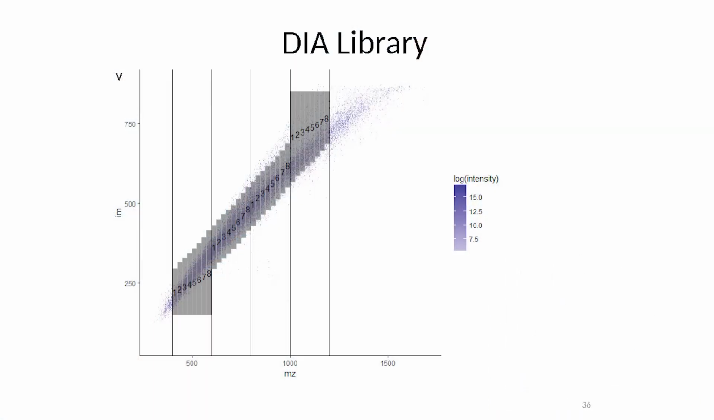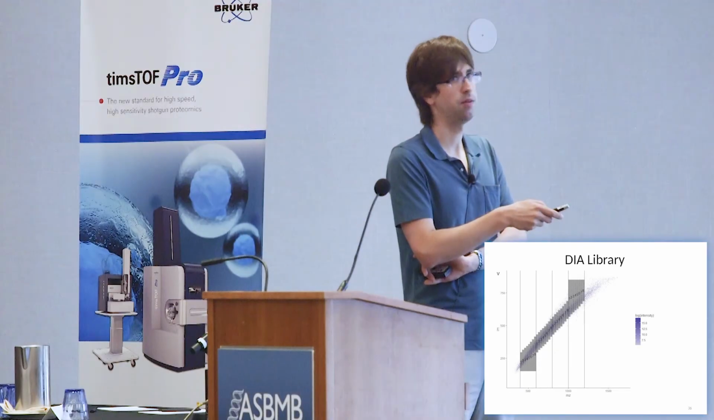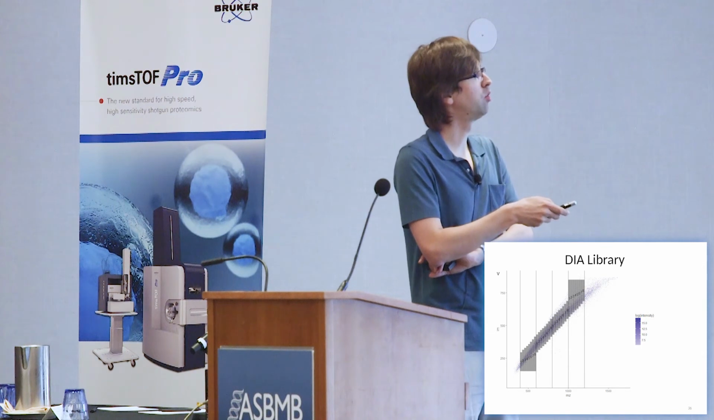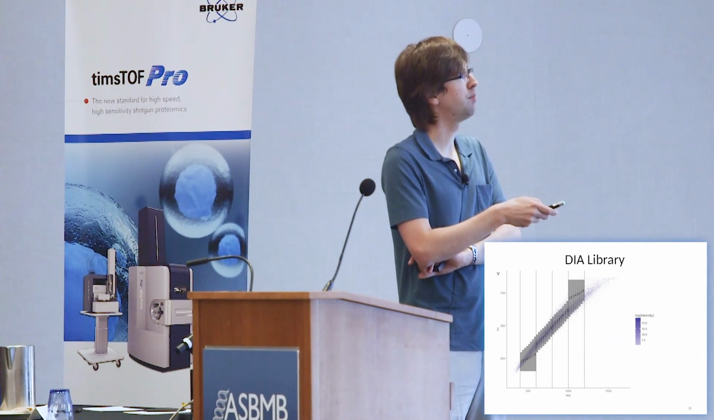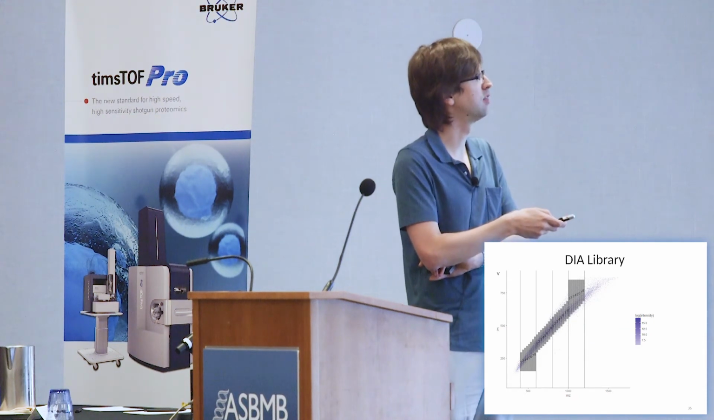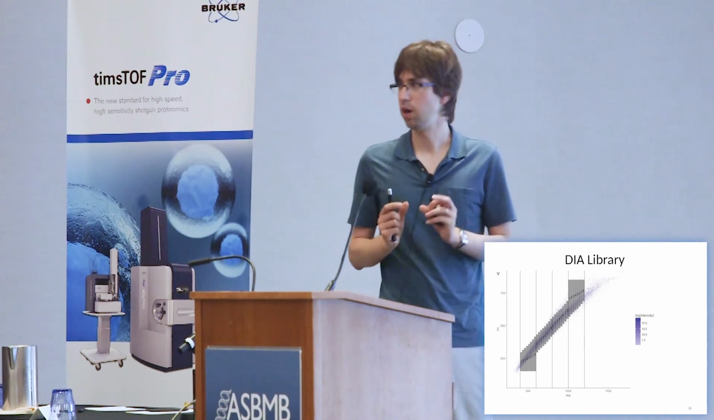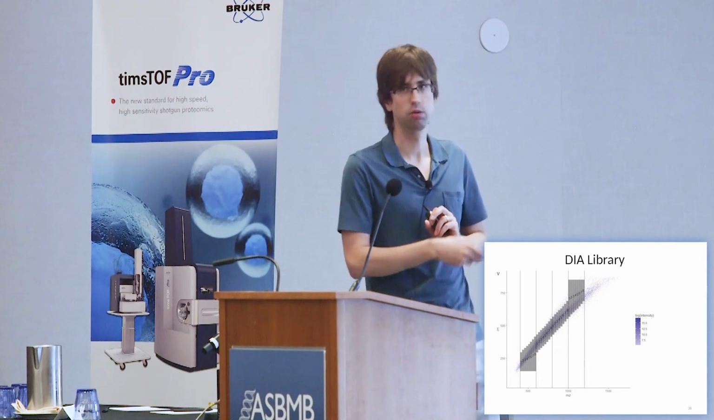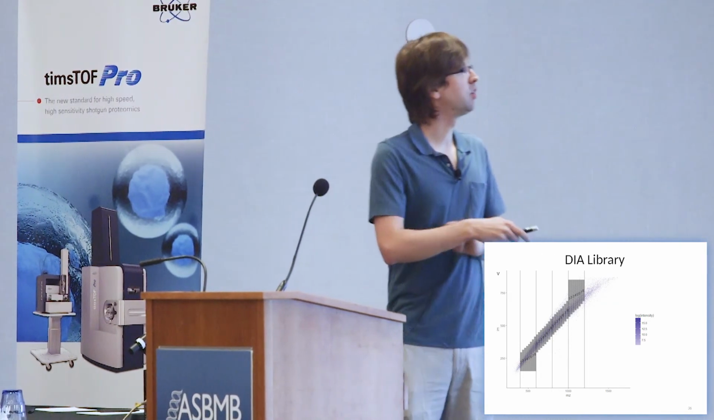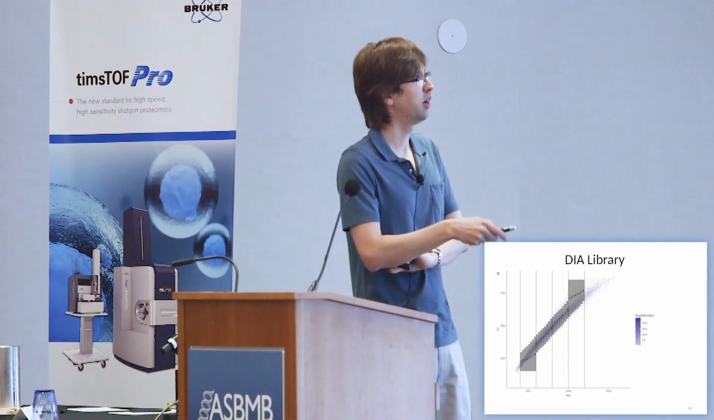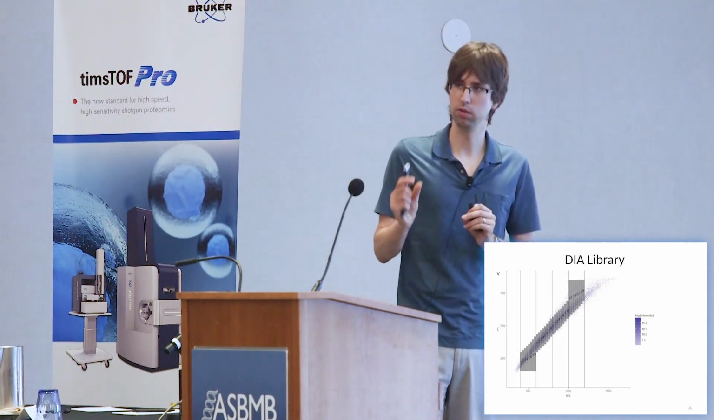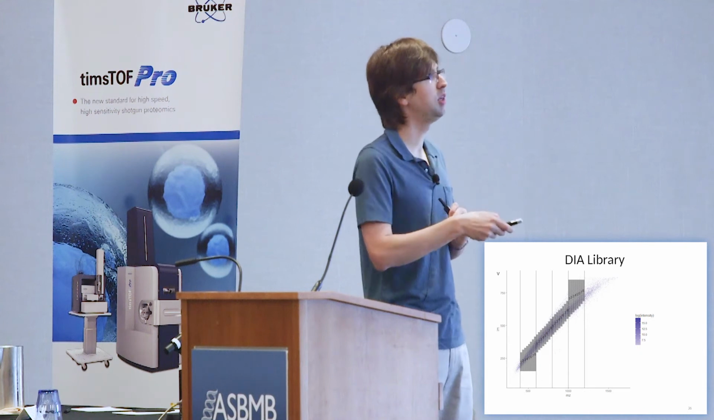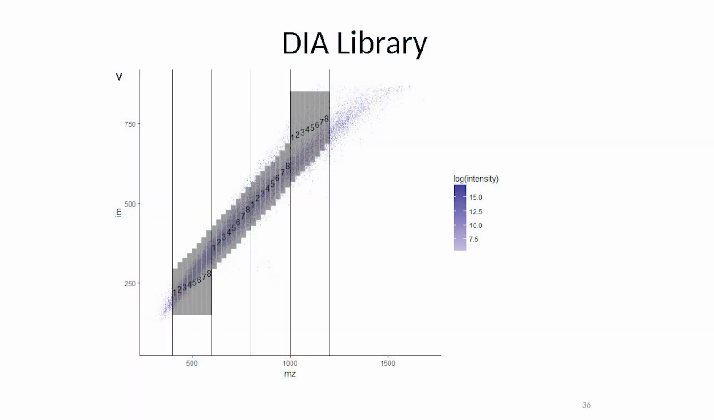So a single PASEF frame will start up here with a given mass to charge isolation window, and after about a quarter of the time, the quadrupole will switch from a high mass position to a medium mass position, acquire for another about 25 milliseconds, switch again to another medium mass position, and then finally switch to a low mass to charge position. And as you can see, the only ions that we are losing are those out here that elute after switching the quadrupole, or those ions up here that elute before we switch the quadrupole to the new position.